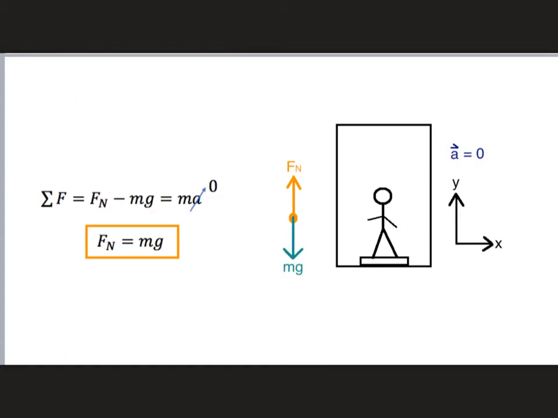So here is our elevator. Again, our acceleration is 0. We've got a free body diagram off to the side. All the forces are in the y direction. We have the normal force pointing up, the weight pointing down. And so we can do the sum of the forces, or the normal force minus mg. That's equal to 0 because there's no acceleration in the y direction. And solving for the normal force, we get that the normal force is just the weight.